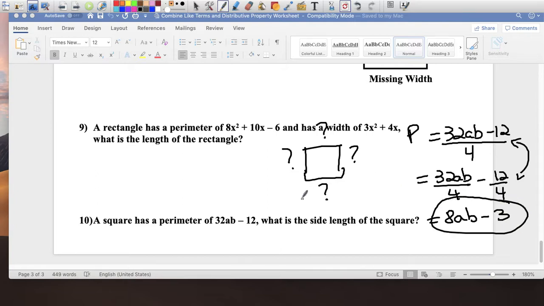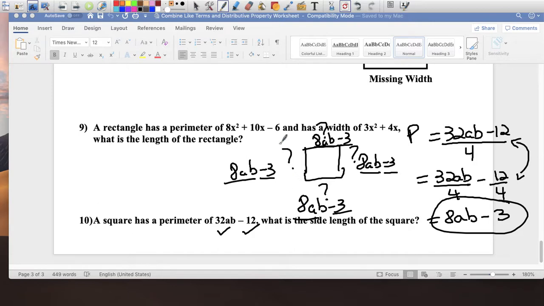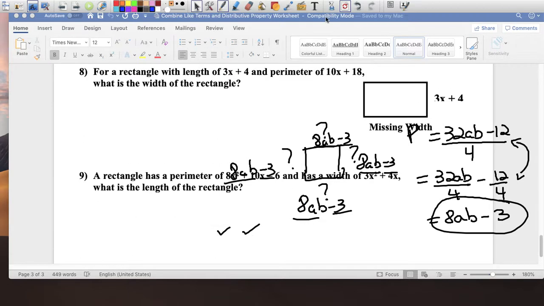So each side of my square measures 8ab minus 3, 8ab minus 3, 8ab minus 3, and this one is 8ab minus 3. And again, you can self-check, because if you combine all the like terms, 8ab plus 8ab plus 8ab plus 8ab is 32ab, check. Negative 3 plus negative 3 plus negative 3 plus negative 3 is negative 12. We're good. So, I think that's it. Yeah, that's it. Not as bad, right?